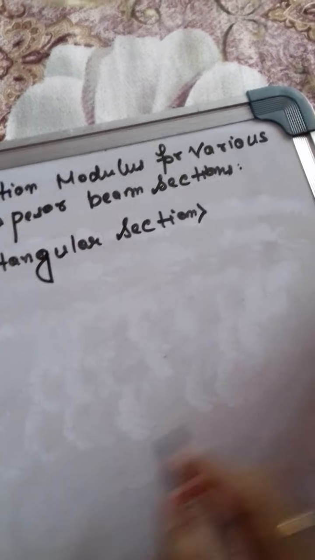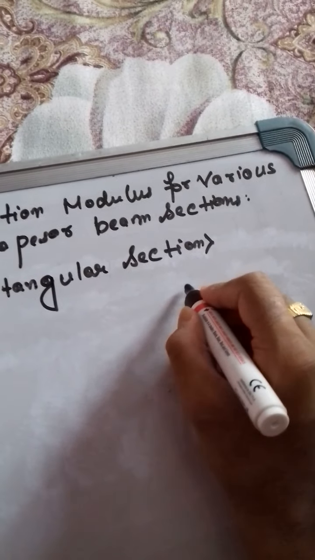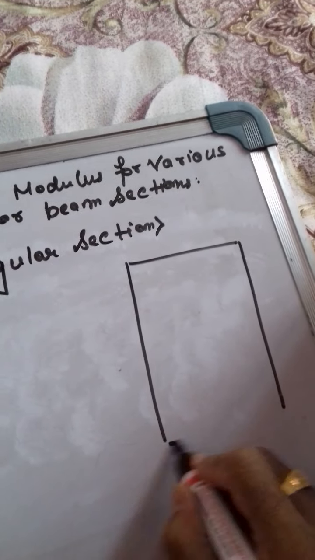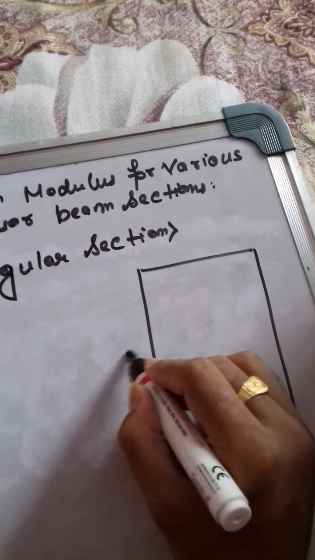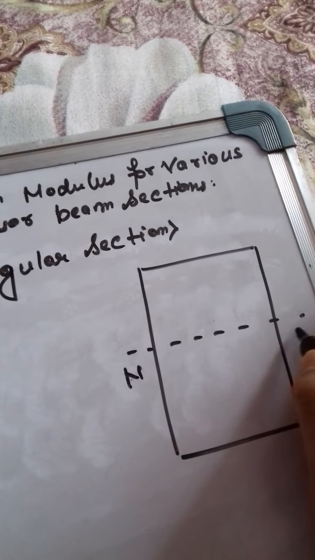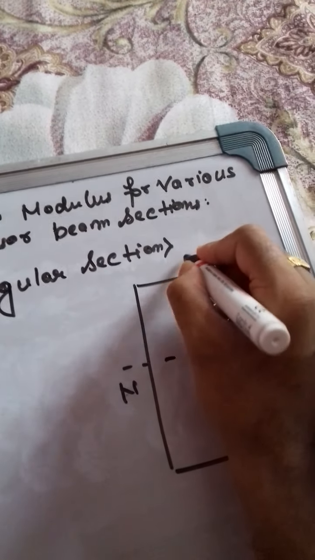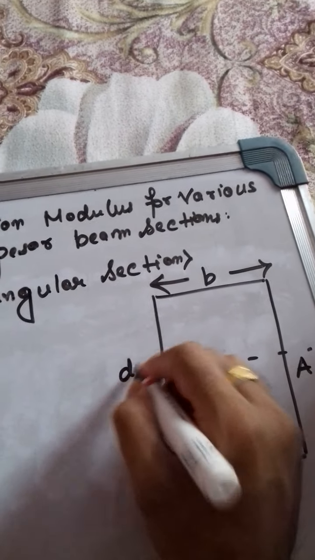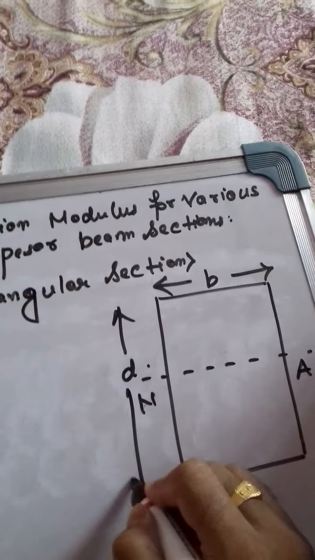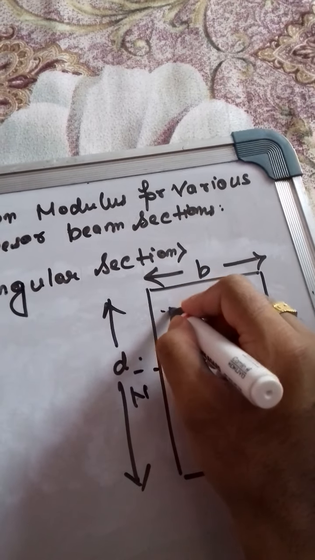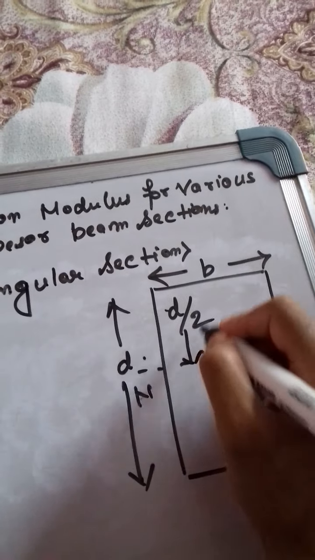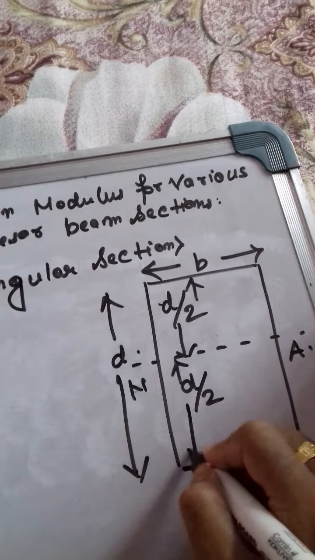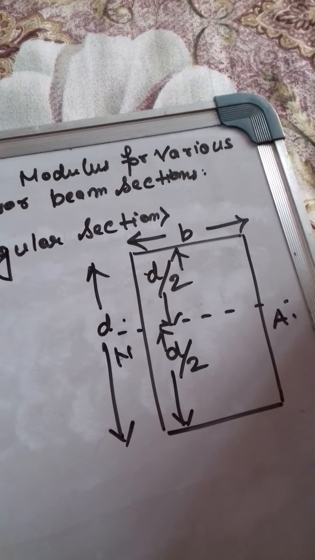For a rectangular section you can draw this figure. If you are drawing a typical rectangular section, suppose this is the neutral axis. Let us take this as the width of the section, b, and the total overall depth of the section, let us take it as d. So we get d by 2 and d by 2. This is a typical rectangular section.